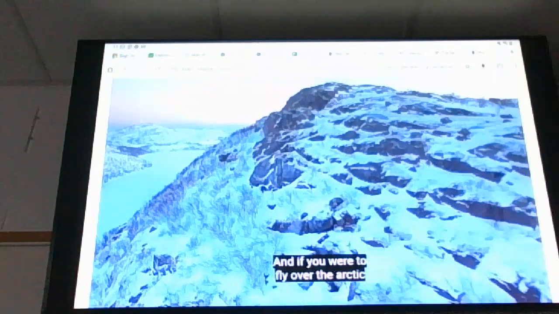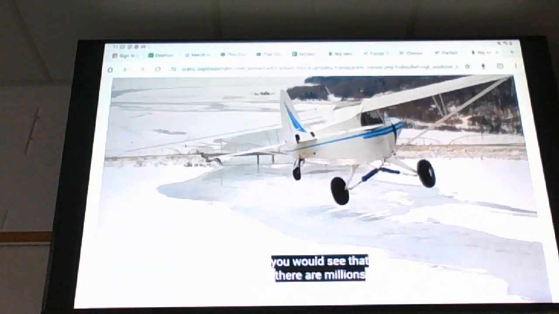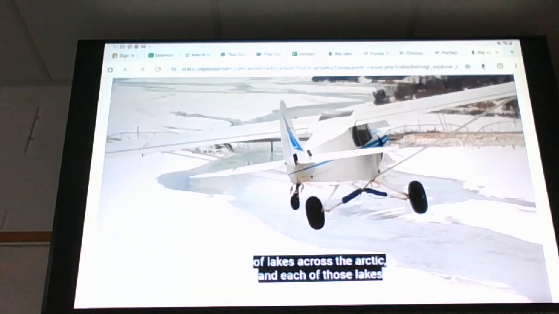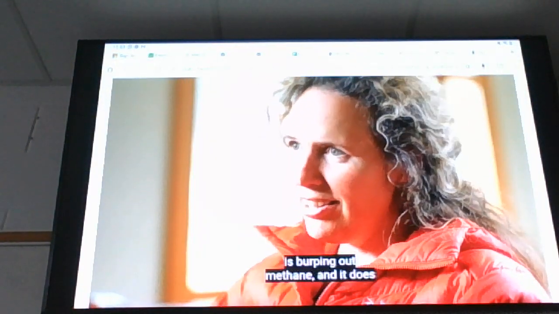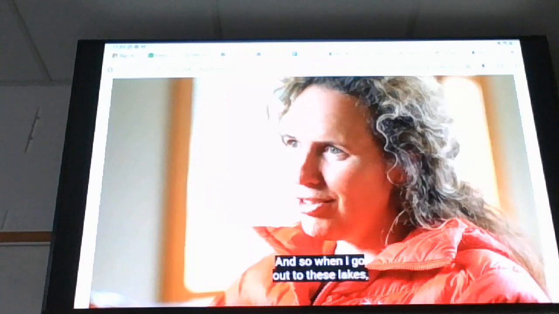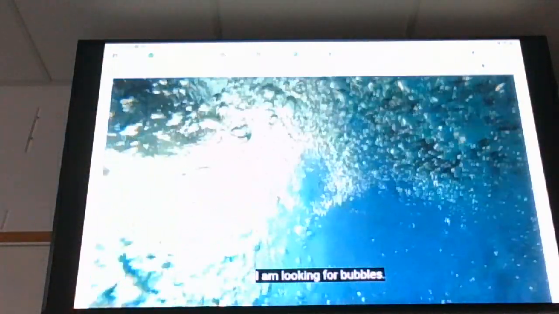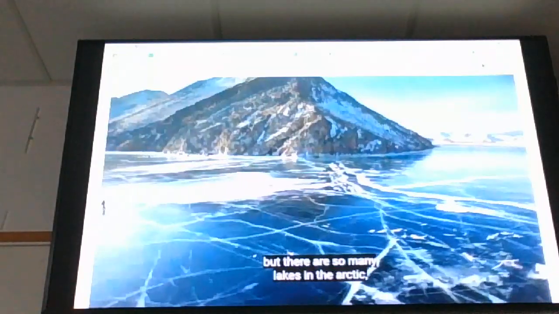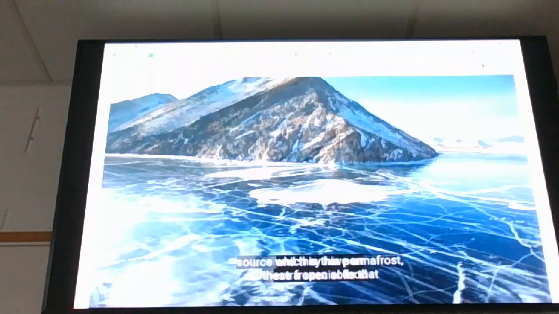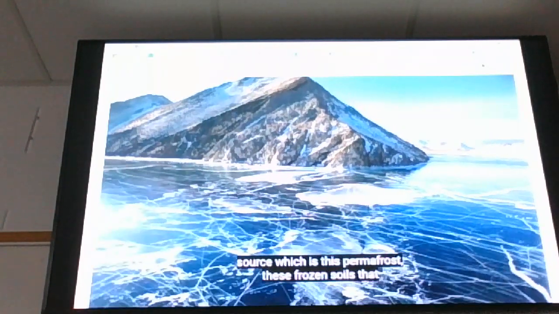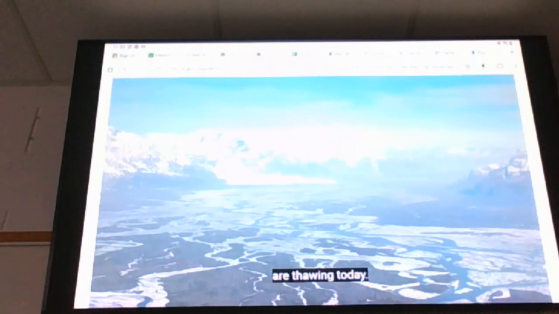If you were to fly over the Arctic and look out the window of the airplane, you would see that there are millions of lakes across the Arctic. Each of those lakes is burping out methane, and it does that in the form of bubbles. So when I go out to these lakes, I'm looking for bubbles. It happens around the whole world, but there are so many lakes in the Arctic, and they have an extra special food source, which is this permafrost, these frozen soils that are thawing today.